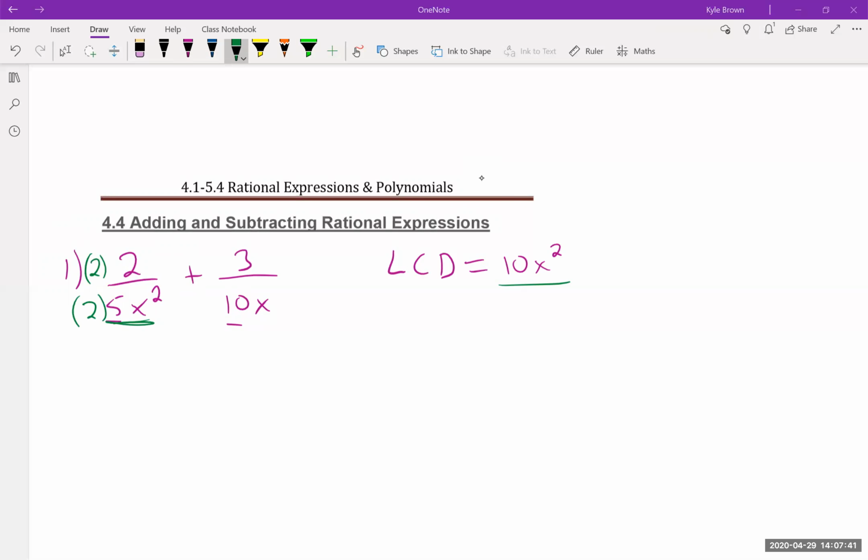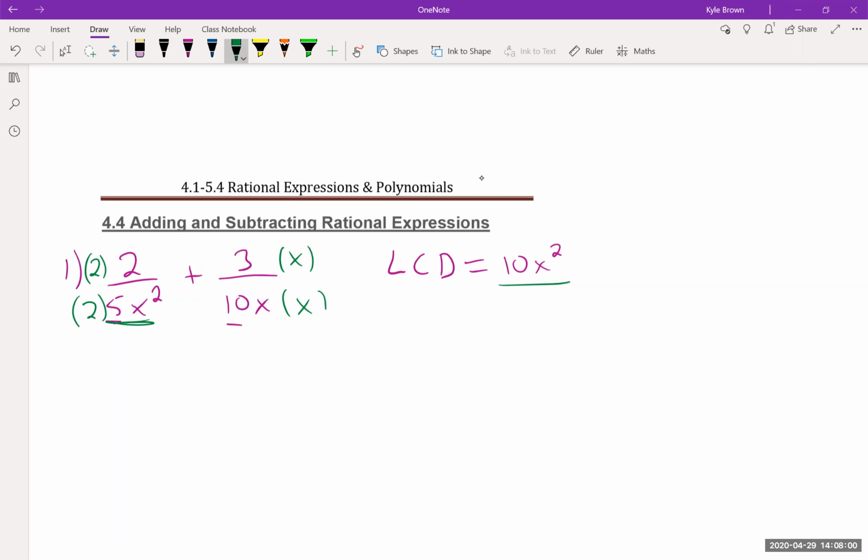And then on the other side of this, I say, okay, what did I have to multiply this 10x by to get that to be 10x squared? Well, I had to multiply that by another x, right? Because 10x times x would be 10x squared, right? So again, I have to do that on the top and bottom.